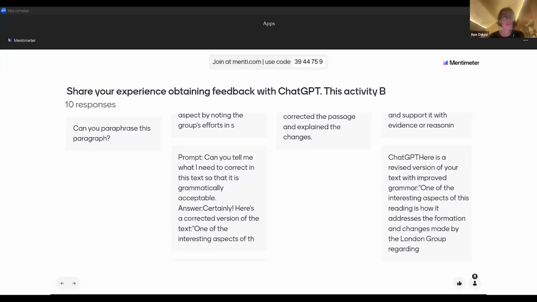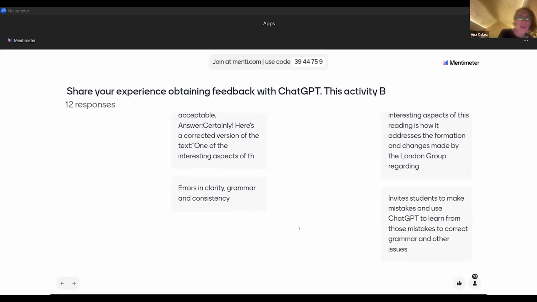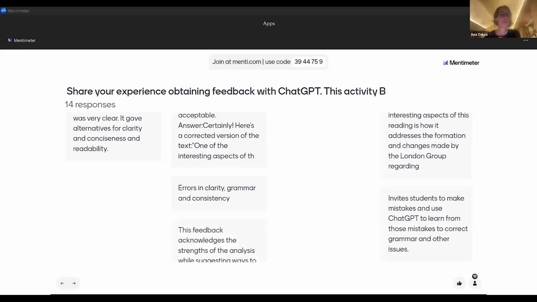Can you tell me what I need to correct in this text so that it's grammatically acceptable? Certainly. It invites the students to make mistakes and use it to learn from those mistakes, to correct grammar and other issues. I'm not sure if I understand that one. Errors in clarity, grammar, and consistency. I think that's a prompt.